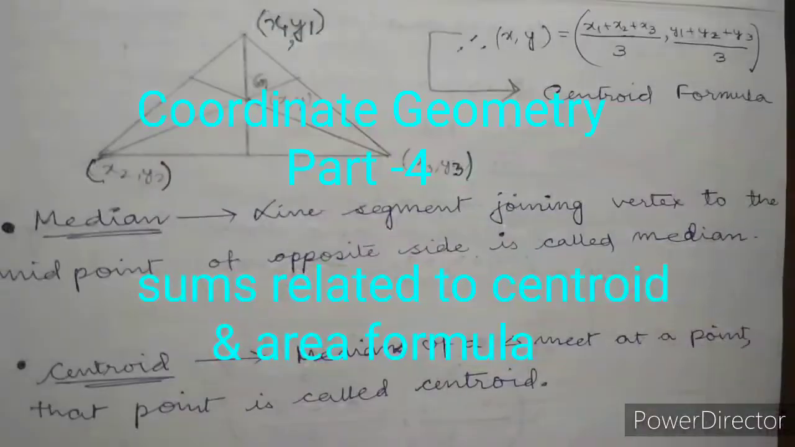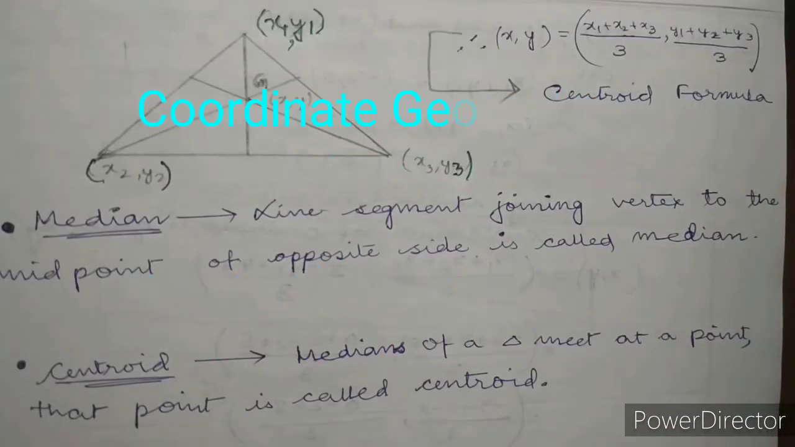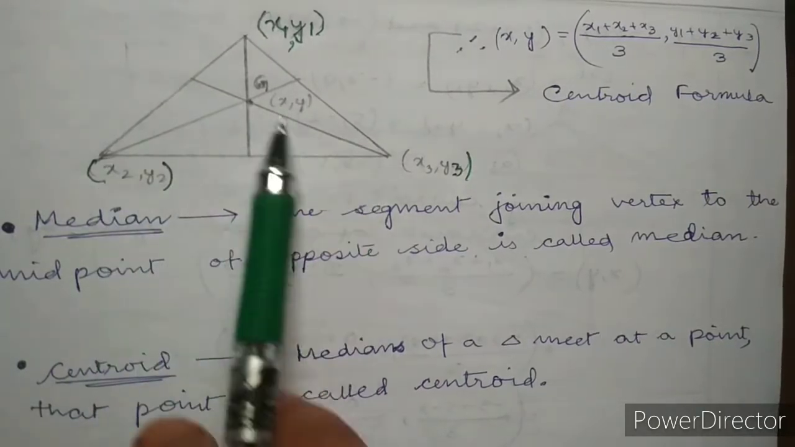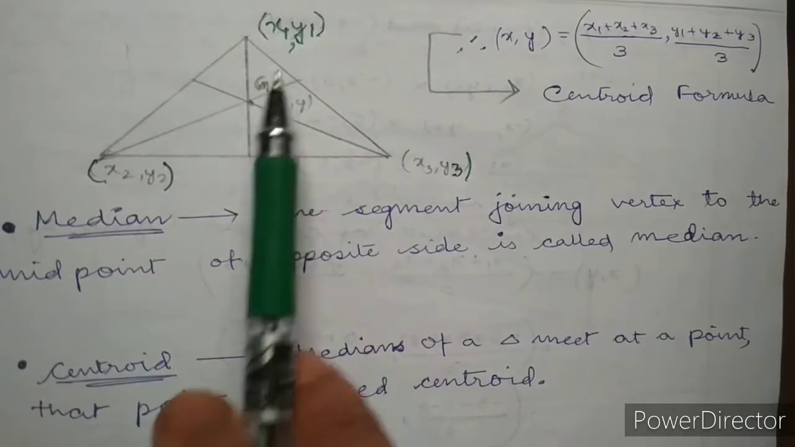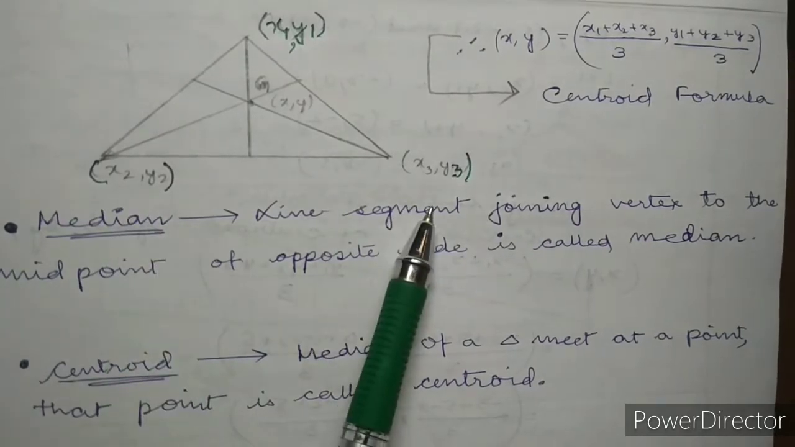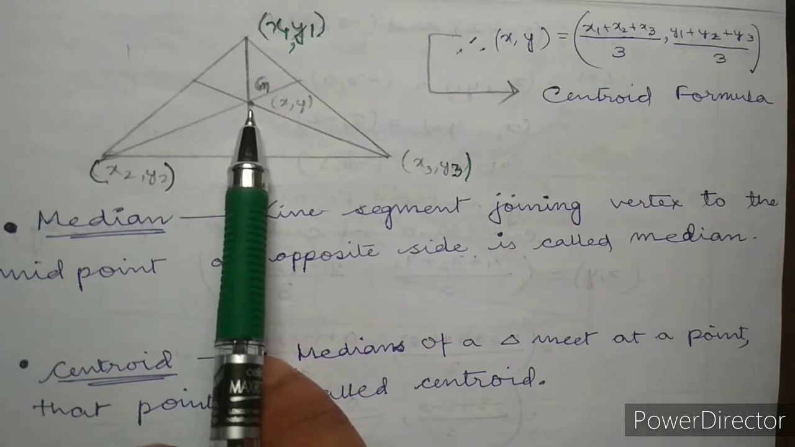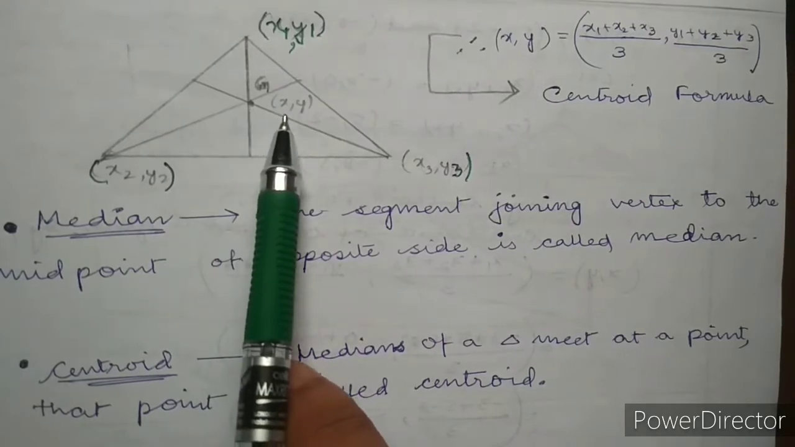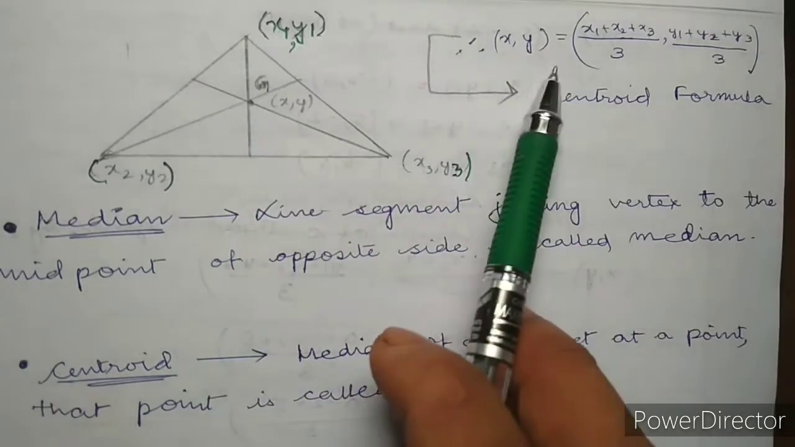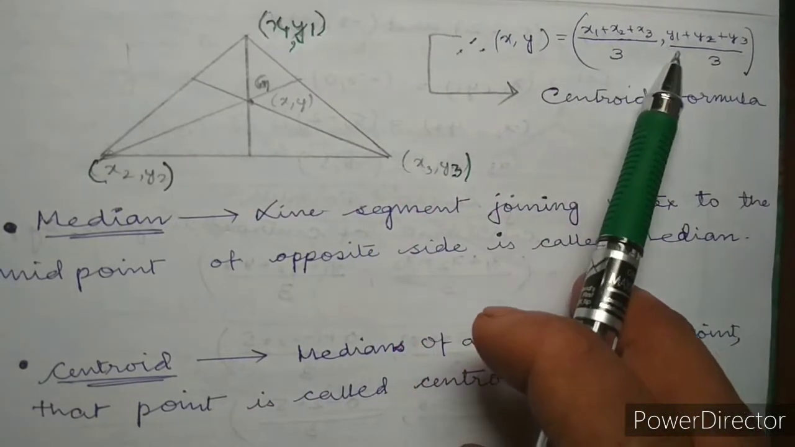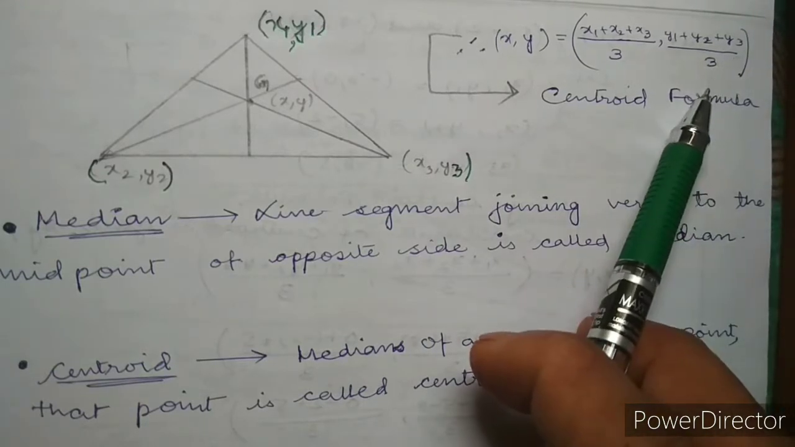Hello students, in my previous video I told you about the centroid formula. Let me just revise. Suppose this is a triangle in which the coordinates are x1, y1, x2, y2 and x3, y3, and this is the centroid. Then according to the centroid formula, the coordinate of this point, that is x, y, will be (x1 plus x2 plus x3) by 3, (y1 plus y2 plus y3) by 3.